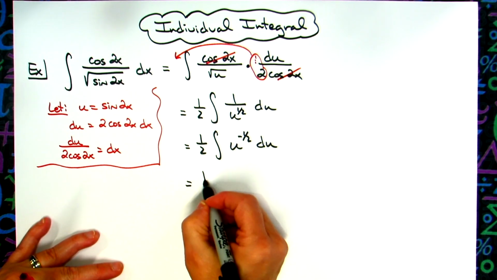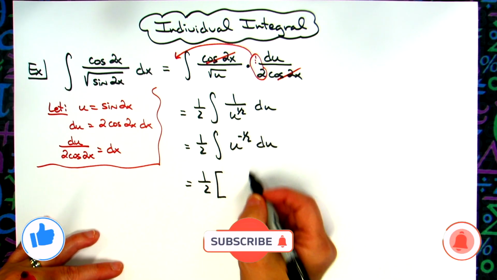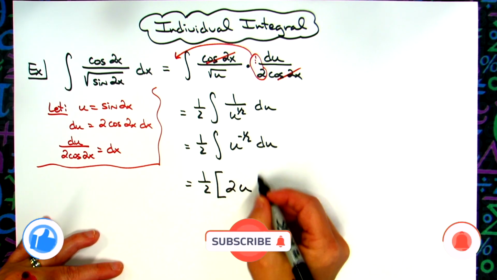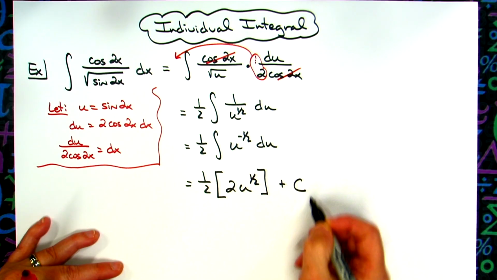We will have the 1/2 that's going to be out in front. Integrating here, we're going to add 1. All right, pull it down in front. We're going to have the 2u, adding the 1 will give us a 1/2. And then we'll have the plus C.